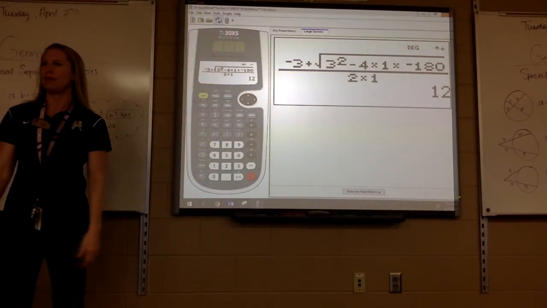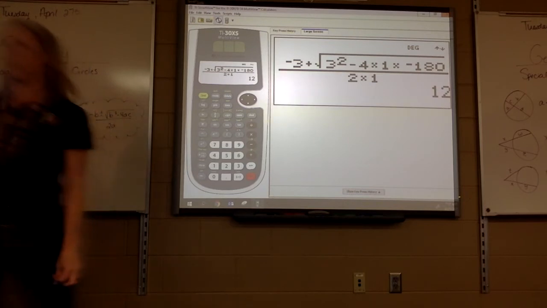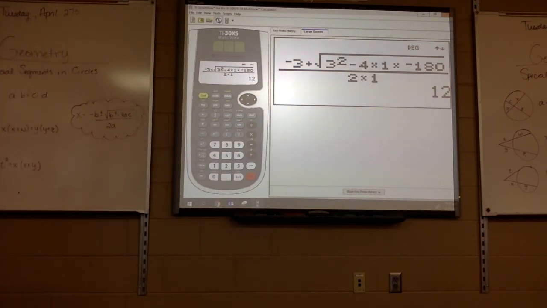Syntax error. Did you hit a minus sign? Negative 81 over 2. You probably hit minus 3 instead of negative 3. We talked about that, and you probably did it again. Oh, you have a minus times minus 4 times a. You brought 4.